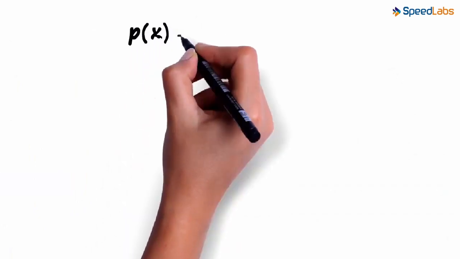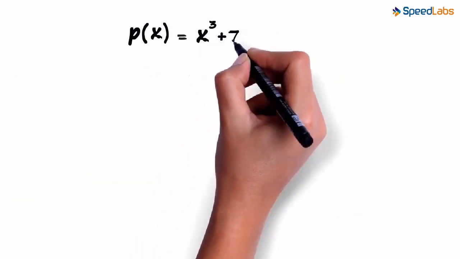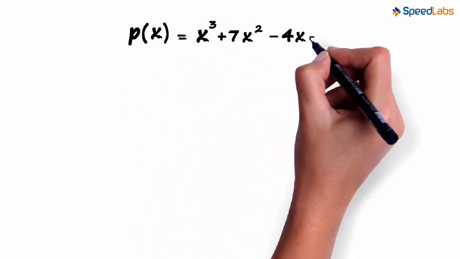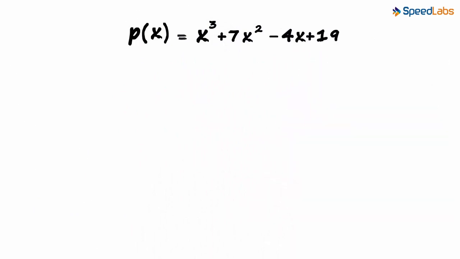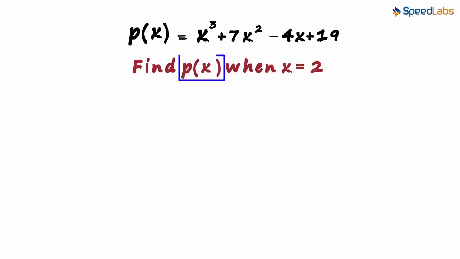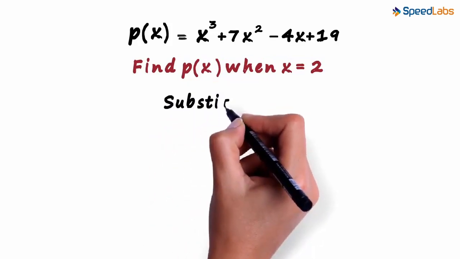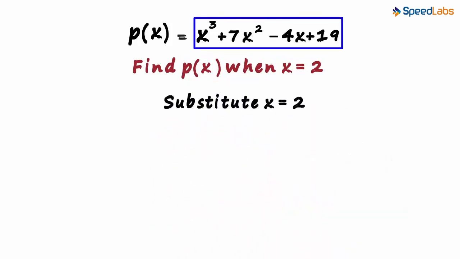Let's say we are given the polynomial p of x as x cubed plus 7x squared minus 4x plus 19. We are asked to find p of x when x equals 2. What they are asking us to find is the value of the polynomial when x is equal to 2. So all we have to do is substitute x with 2 in the given polynomial and find p of 2.